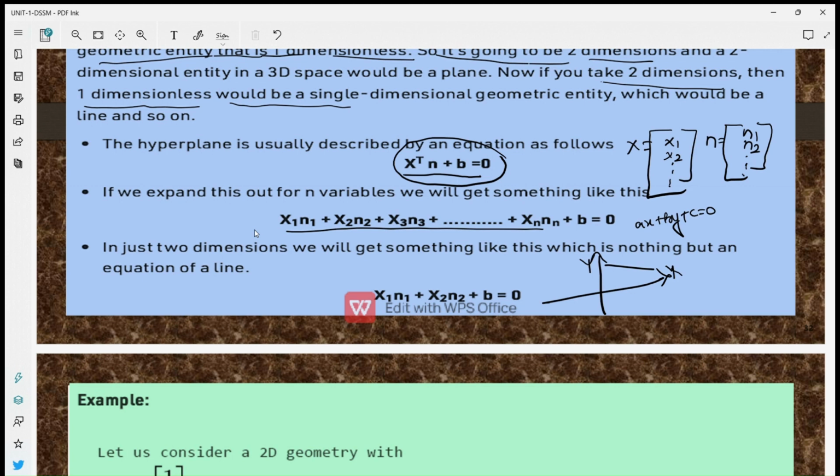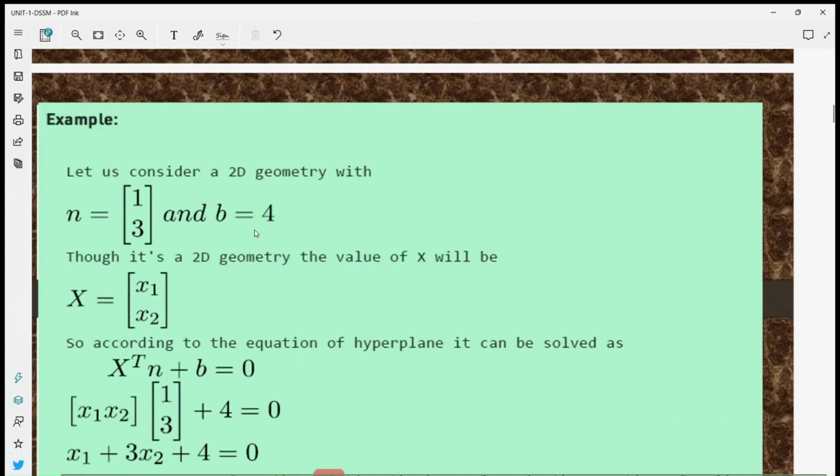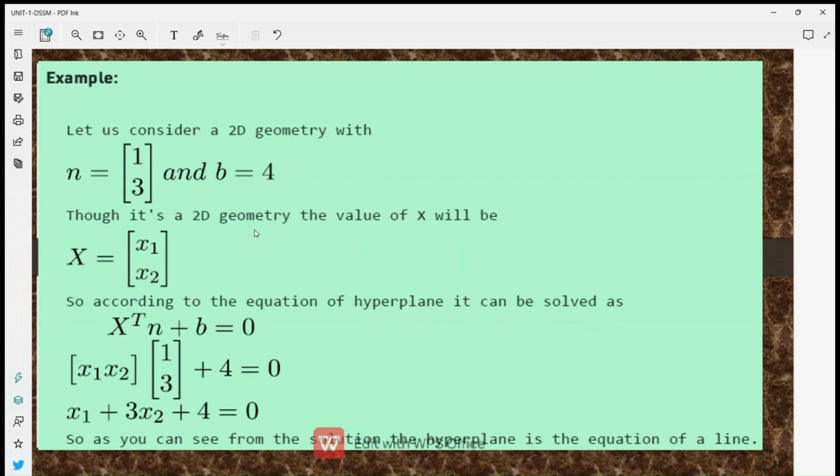In the same way, when I take two variables, this equation would look like this: x1 n1 plus x2 n2 plus b equals 0. So this is the equation of the line in the 2D geometry. Now we will see an example for this hyperplane.